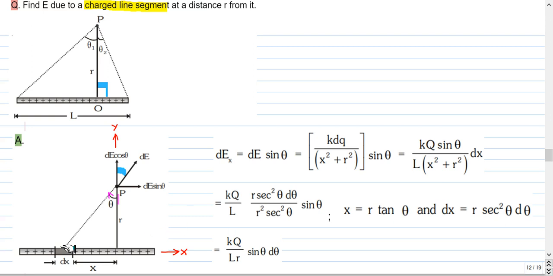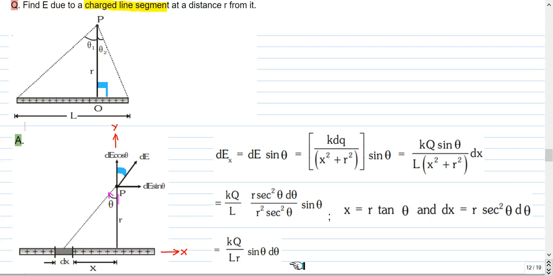So here for different elements the x will change and theta will also change, and theta and x can be related in this triangle. Tan theta is x by r. So from that we get x equal to r tan theta. So we will get dx equal to r secant square theta d theta. We have to eliminate one of the variables, and it's convenient to get the variable as theta. So we'll eliminate x in terms of theta. x is r tan theta, so it will become r square tan square theta plus r square, that is r square secant square theta, and dx is this one. So putting and simplifying, we'll get this one.